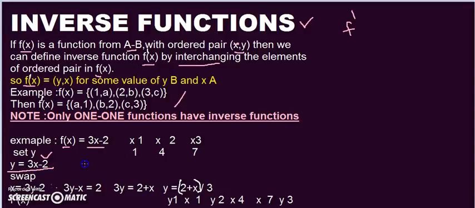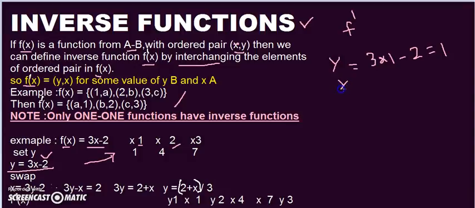Now let us check the values of y corresponding to x. If I take the x value 1 and substitute it, what will be my y value? y is equal to 3 into 1 minus 2, which is equal to 3 minus 2, which is 1. So if I take x as 1, the y value is 1. If I take x is equal to 2, what happens?